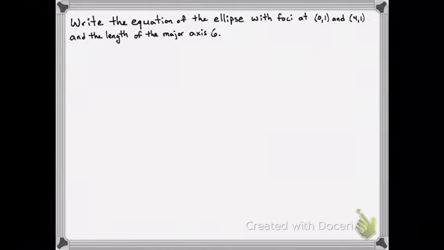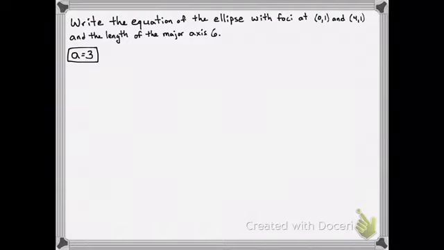The length of the major axis is 6, so knowing that is going to get us a piece of information right away. Since the length of the major axis is 6, that tells us that a must be 3, because a is half the length of the major axis. I'm going to go ahead and put a box around that.